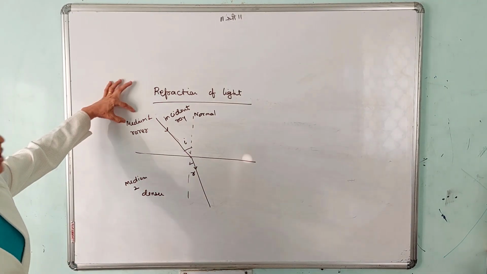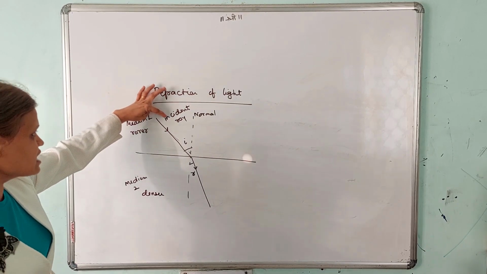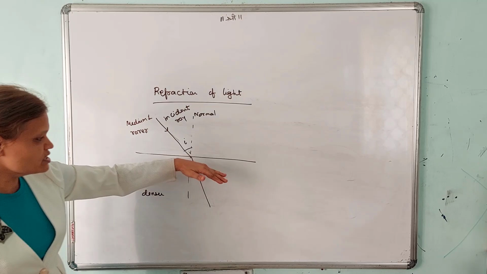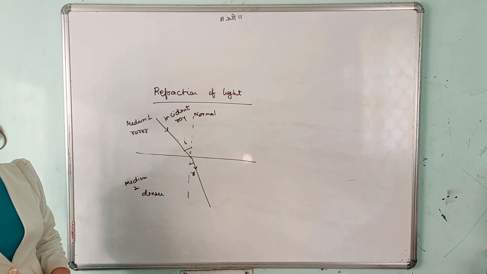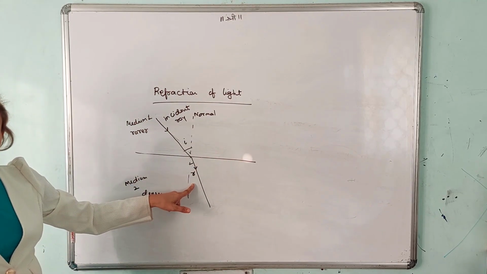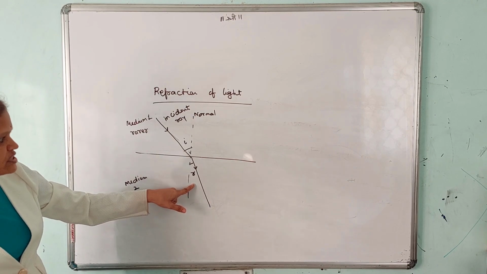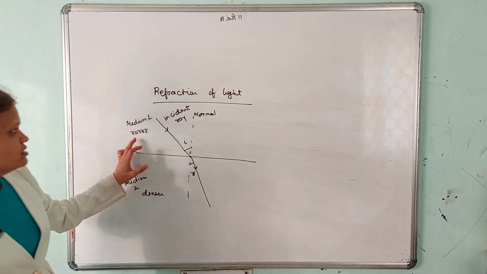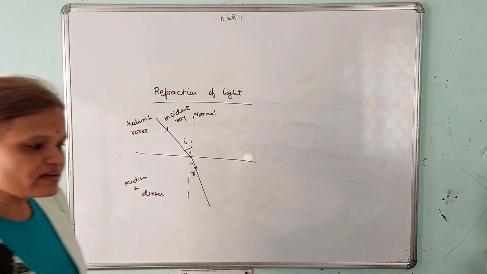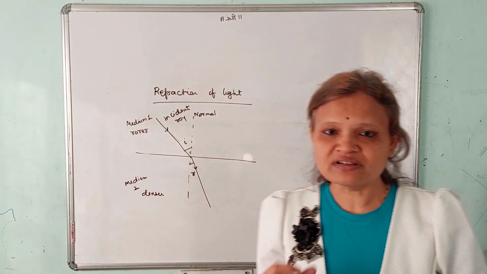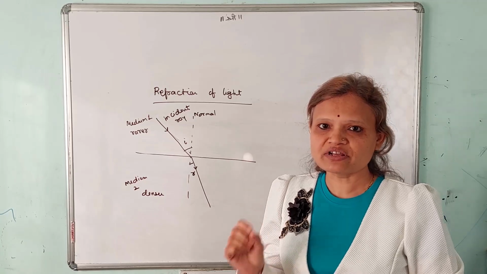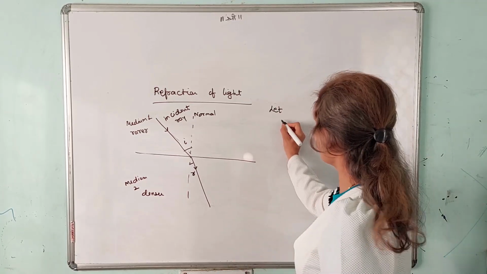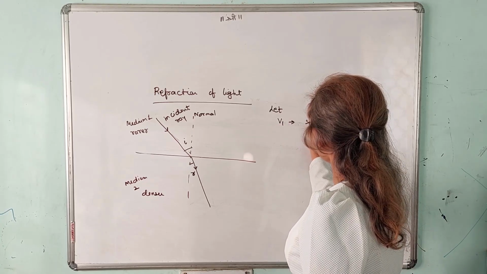So in this case, we have considered the ray of light coming from the rarer medium, entering into the denser medium. So it is bending towards the normal, and r is the angle of refraction. Okay, so the angle of incidence or refraction we consider with respect to the normal. Now, for a pair of media, there is a constant term called the refractive index.